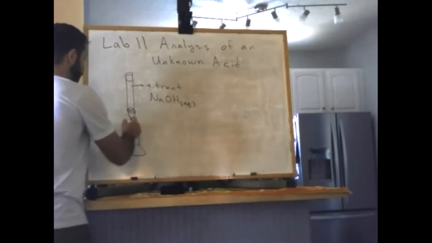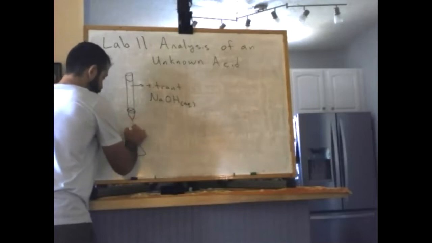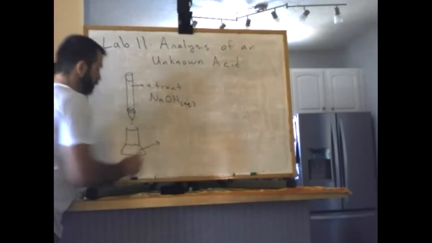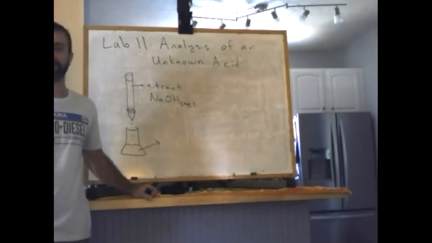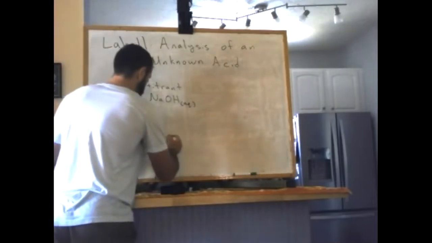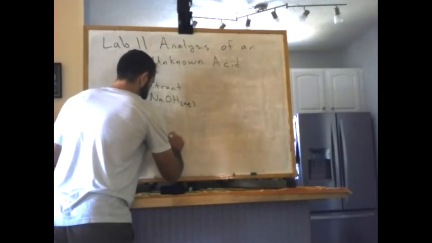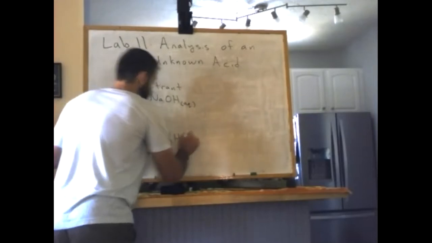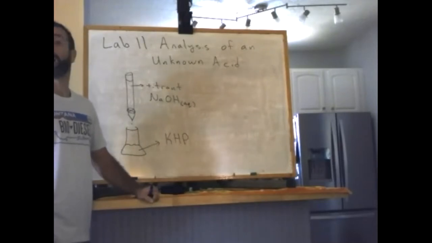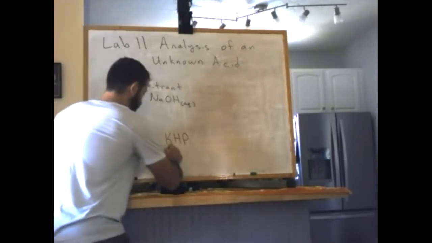Okay, we are going to add our titrant to our analyte. In this case, this is the solution that contains an analyte, a compound of interest. So our analyte in this case is going to be a solution of KHP. So KHP is not a formula, it's an acronym. It is a weak monoprotic acid. Let's just call it HA.